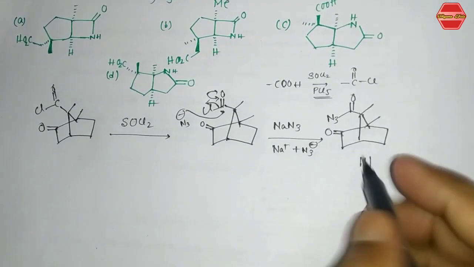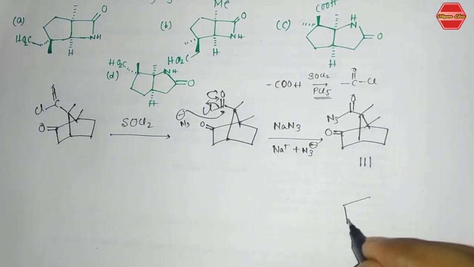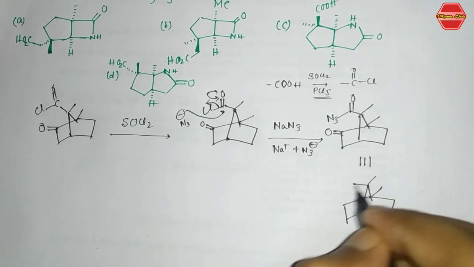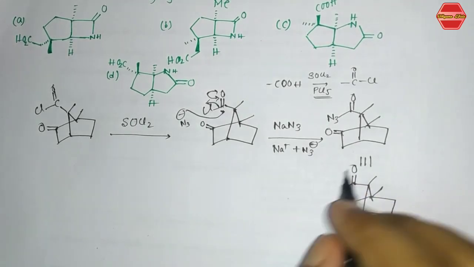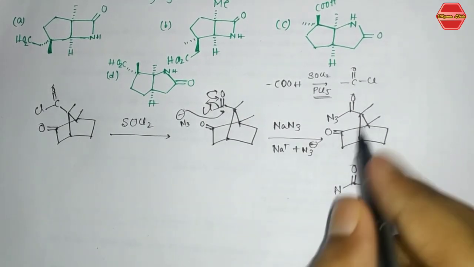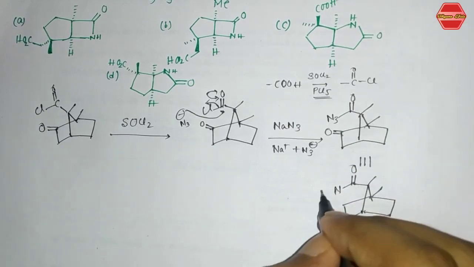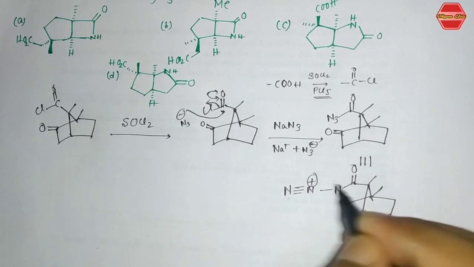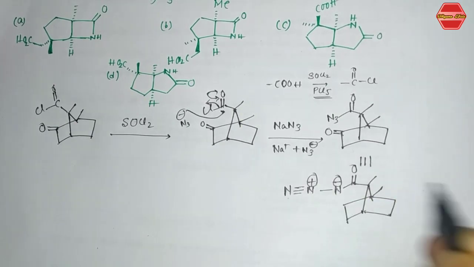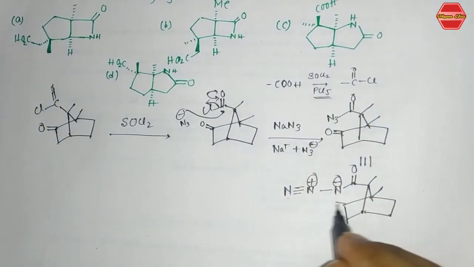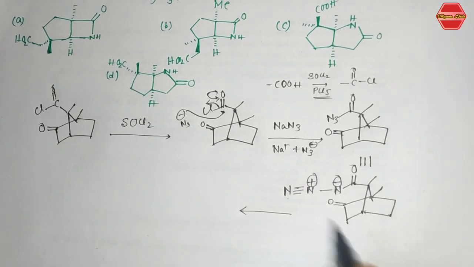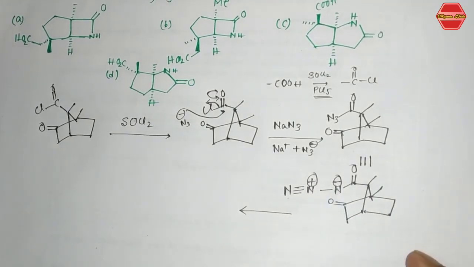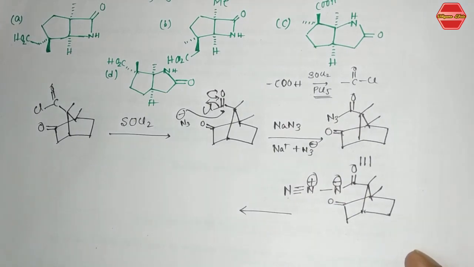Let's see how to write the structure. This is a double bond. Now see, the N3 that was given, we can write in this way, with a positive charge here and the negative charge here. Here is a double bond. Now, with this negative charge, there is an important rearrangement reaction, that is the Curtius rearrangement.